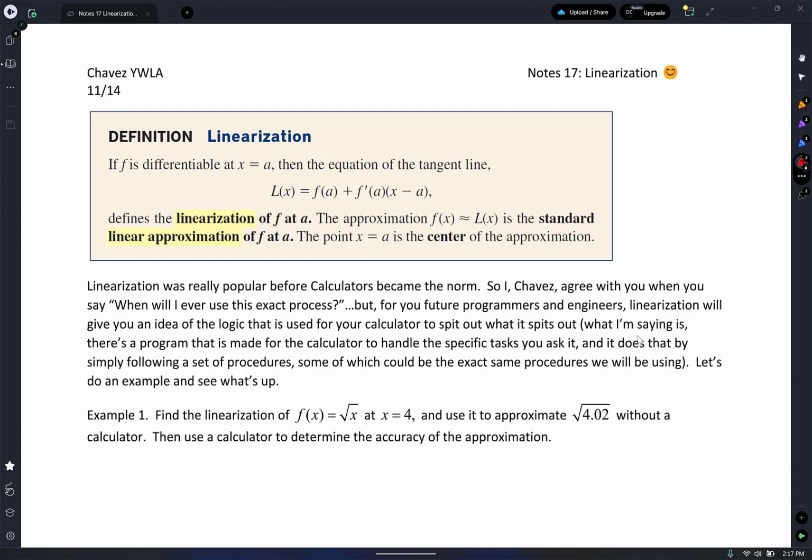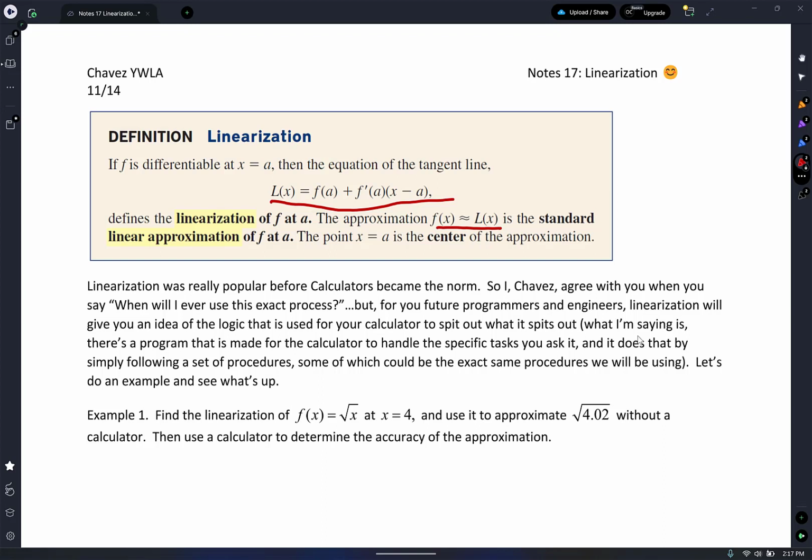So, this L(x) deal, that just stands for linearization. Don't worry too much about notation. All that right there is just a tangent line. That's all it is. So it says if f is differentiable at x equals a, then the equation of the tangent line defines the linearization of f at a. The approximation f of x equals L of x is the standard linear approximation of f at a. The point x equals a is at the center of the approximation.